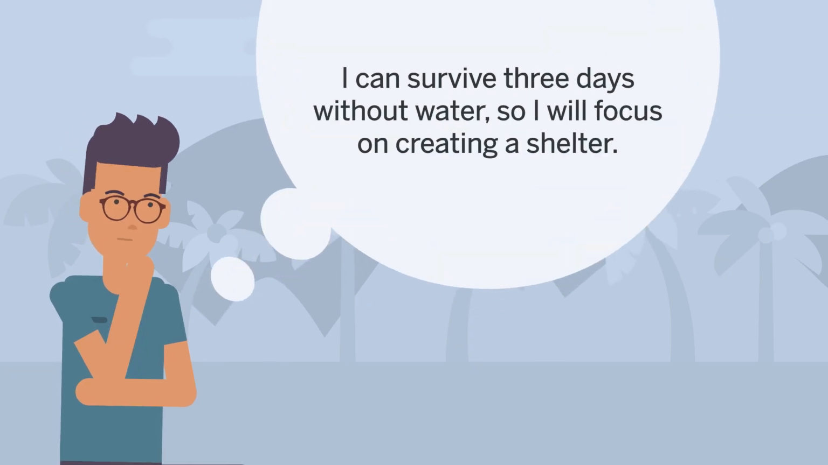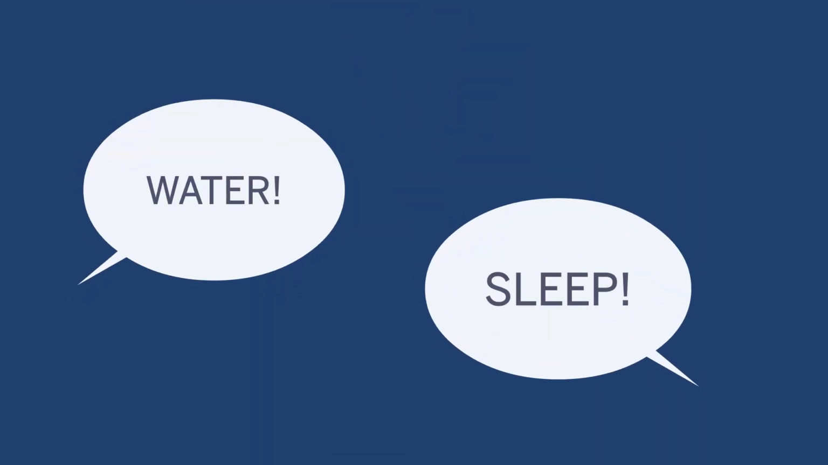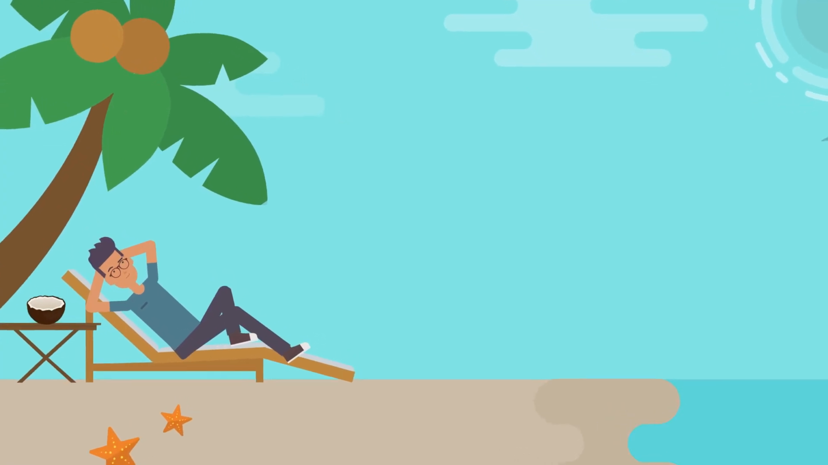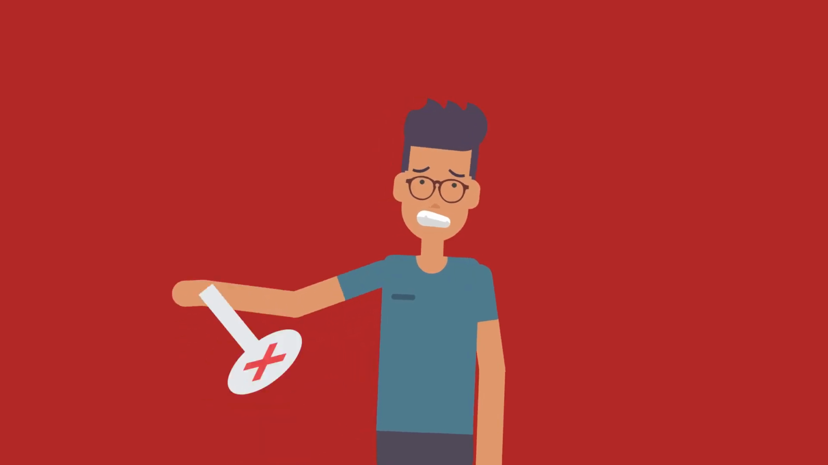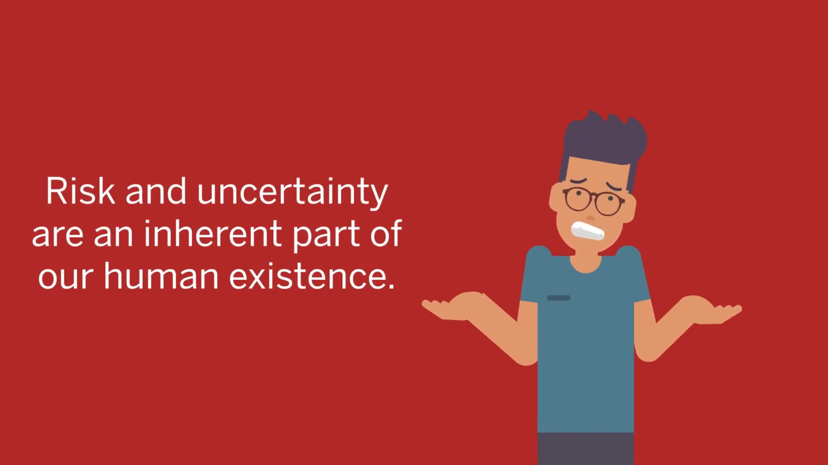Bob may decide that he can survive 3 days without water, and so focuses instead on creating a shelter for the night. Another person in this situation may choose differently, but it is Bob's individual judgment that guides the choices he makes. Bob's decision may not be the right one. Risk and uncertainty are an inherent part of our human existence.